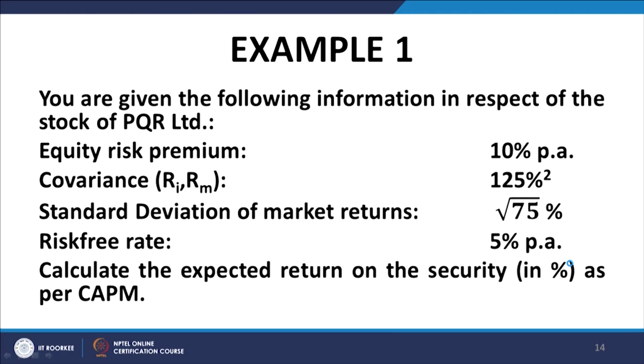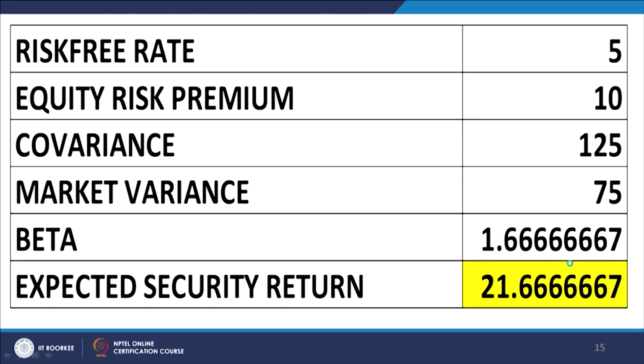This is a very straightforward problem. You are given the covariance between the security and the market, and you are given the standard deviation of market returns. This enables us to determine the beta directly. Beta is equal to what? Beta is equal to the covariance between RI and RM divided by sigma m squared. So, using this expression, what we get is beta is equal to 1.66667. And using beta, using the risk free rate and using the equity risk premium, we can easily find out the CAPM return, which turns out to be 21.67%.